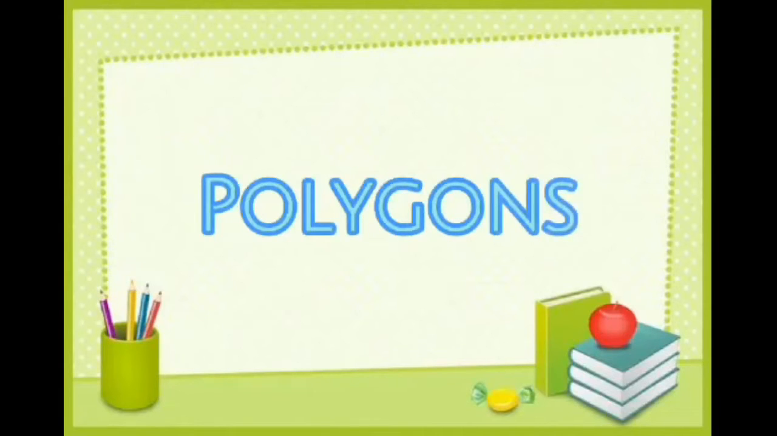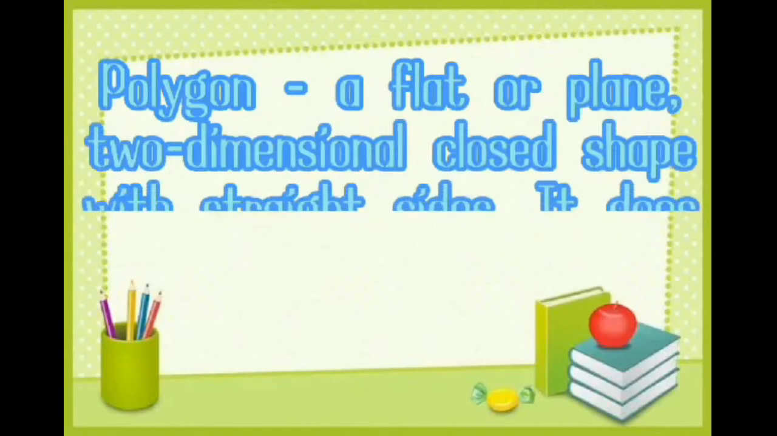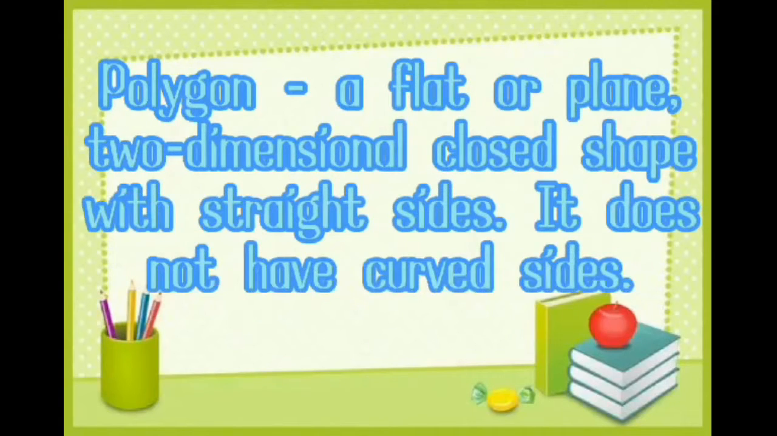Hello everyone! Our video for today is about polygons that we use or see in our daily lives. First, let's define the meaning of polygons. In geometry, a polygon can be defined as a flat or plane two-dimensional closed shape with straight sides. It does not have curved sides.